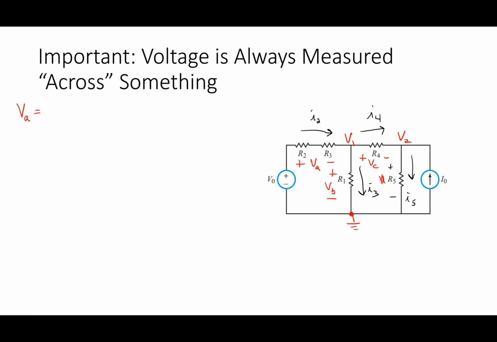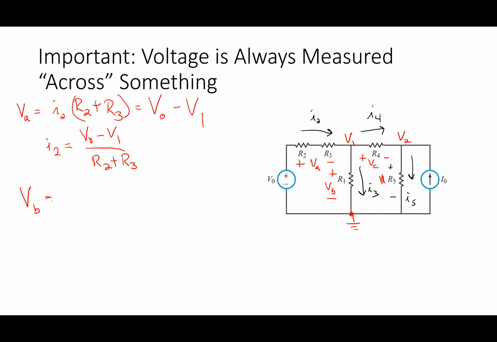VA is what in this case? How would I write that? I2 times R2 plus R3? Yep, I2 times R2 plus R3. Okay. And that voltage, VA, can be written in terms of the node voltages. So how would I write that voltage in terms of the node voltages? Yep, V0 minus V1. Okay. So that's how I figure out what I2 is. I2 is equal to V0 minus V1 divided by R2 plus R3. Okay. And then I do VB. How would I write VB?